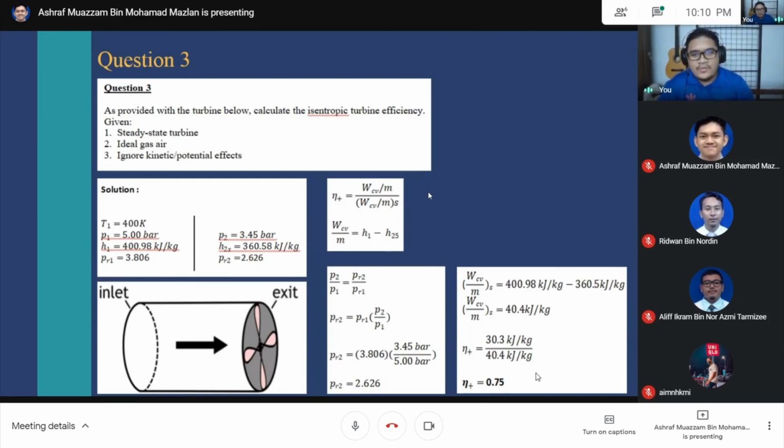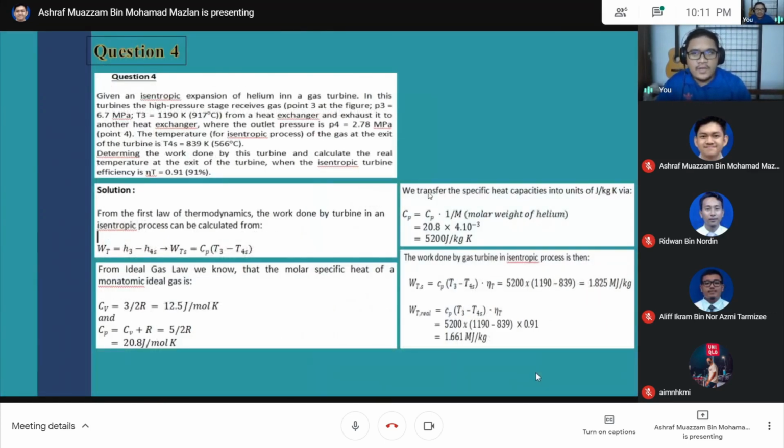Now all we need to do is substitute the values into the formula to find the h2s, which is Wcv over m equals 498 kilojoules per kilogram minus 360 kilojoules per kilogram. Thus, we find the denominator. After that, we can finally find the turbine efficiency by dividing 30.3 kilojoules per kilogram by 40.4 kilojoules per kilogram. Thus, the isentropic turbine efficiency is 0.75. Next question.